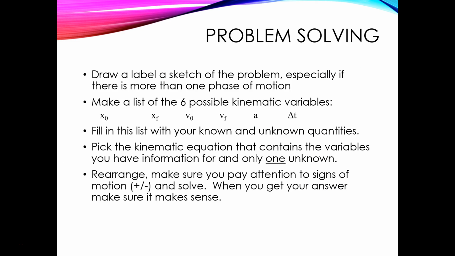So, how do we solve problems using these equations? Well, there's a few steps. Step 1 is always draw and label a sketch of the problem, especially if there's more than one phase of motion. So this means maybe the first 3 seconds we're speeding up in our car, and then the last 3 seconds we're slowing down or we're traveling at constant velocity. So it's always important to draw a picture and label what everything is.